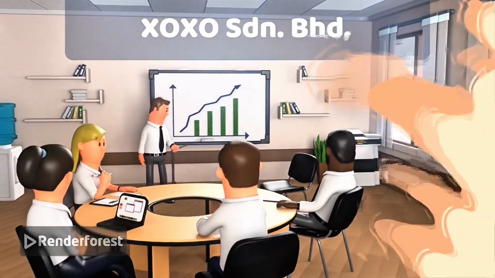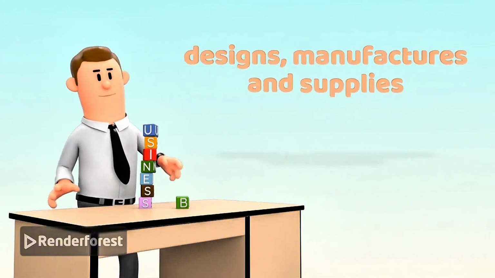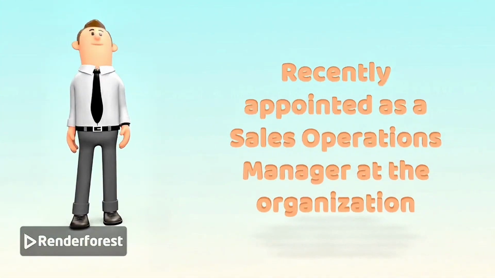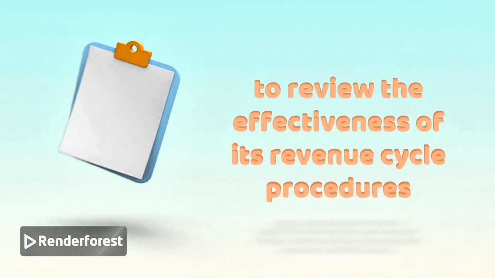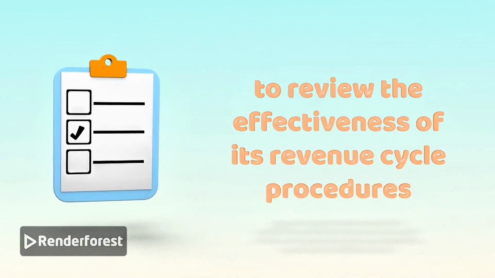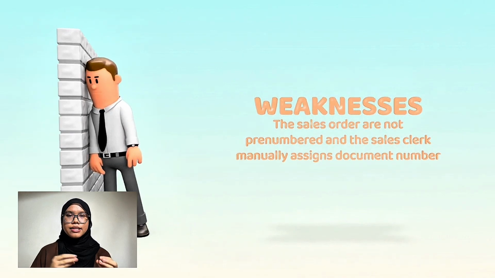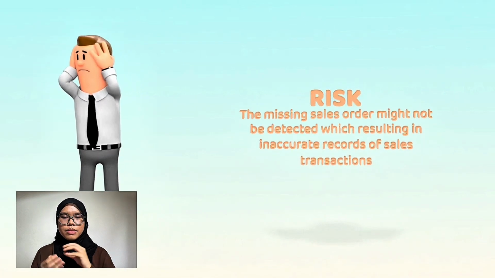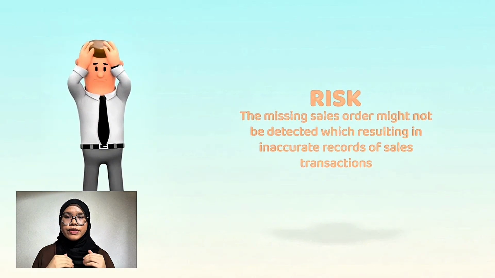eliminate risk. XOXO Sendirian Berhad is a medium-sized company that designs, manufactures and supplies customized office furniture to local businesses. I was recently appointed as a sales operations manager at the organization to review the effectiveness of its revenue cycle procedures. So the first weakness is that the sales orders are not pre-numbered and the sales clerk manually assigns the document number. The risk here is that a missing sales order might not be detected, resulting in inaccurate records of sales transactions.